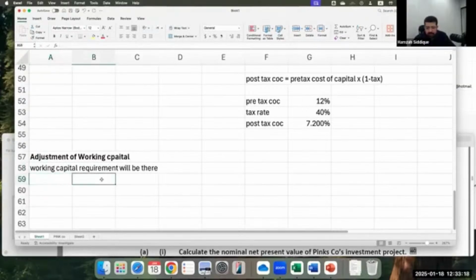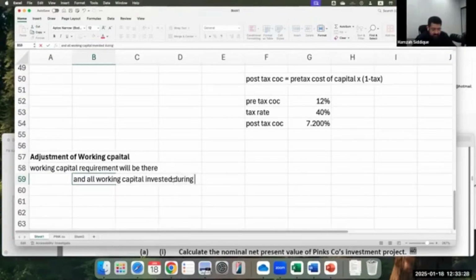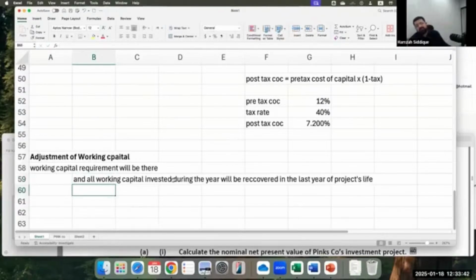All working capital invested during the year, the outflow, will be recovered in the last year of the project's life. Remember that.